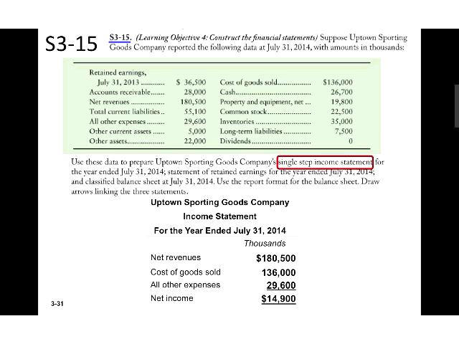And then we can get our net income. How we get our net income is we take our net revenues, subtract cost of goods sold, and subtract all other expenses, which gives us net income.